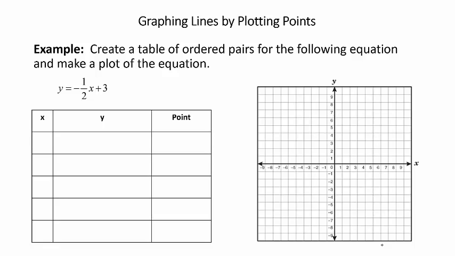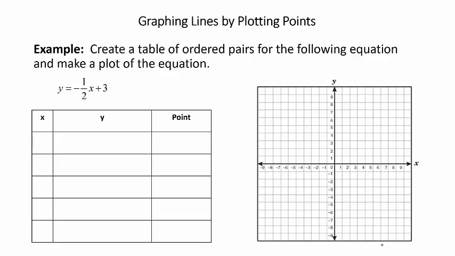Hi class. The primary goal of this section is to review how to graph lines and the various ways that we have to do that. The first way that we're going to discuss is to graph lines by plotting points. In this example, we're going to create a table of ordered pairs for the following equation and make a plot for the equation. The equation given is y equals -1/2 x plus 3.